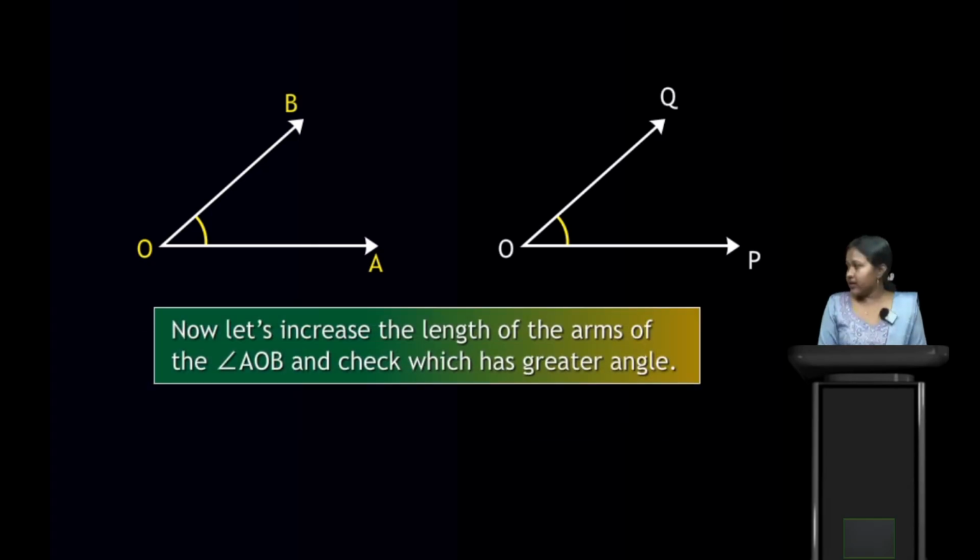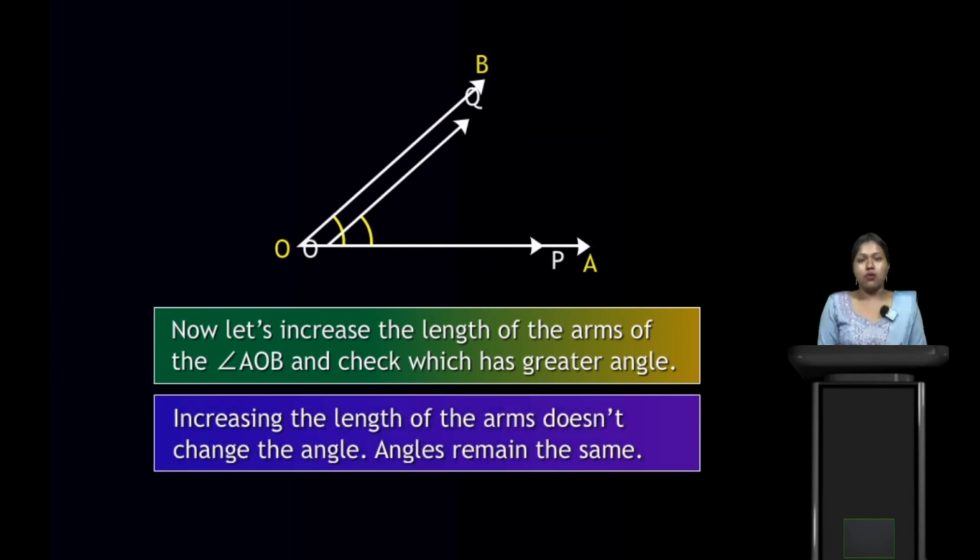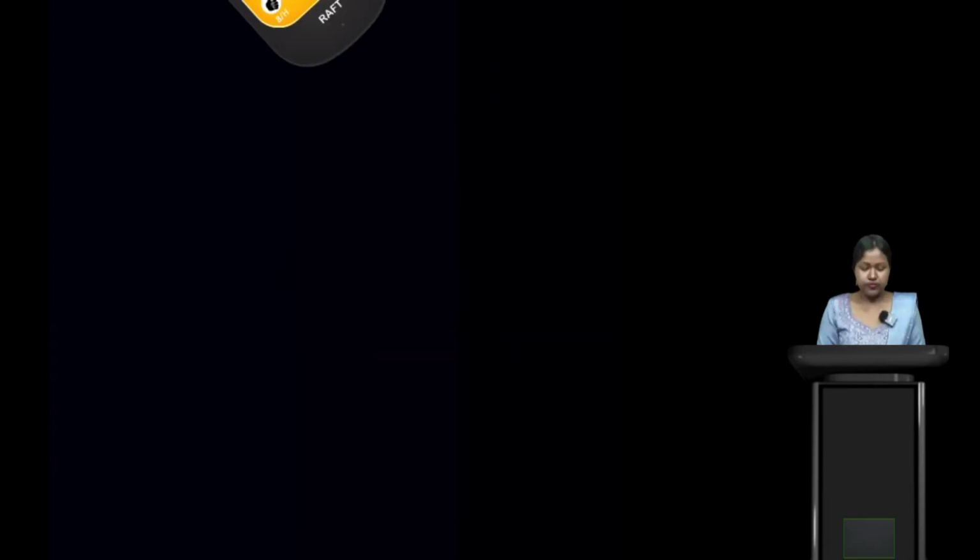Okay. Now let's increase the length of the arms of the angle AOB and check which has the greater angle. Let's see. Now they are telling you to increase the length. Now again if we match, wow, in this case also it is the same. The angle didn't increase. The rays merged again, right? So as they merged, the angle remains the same. Okay.